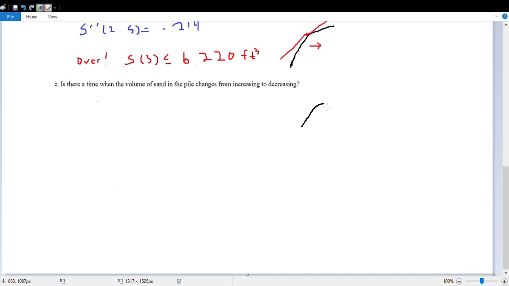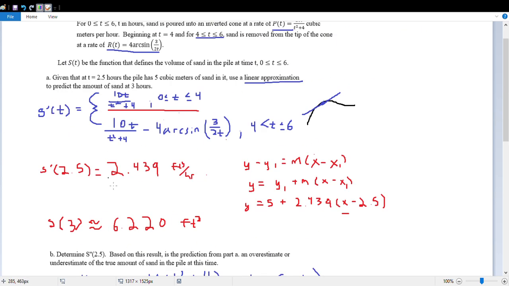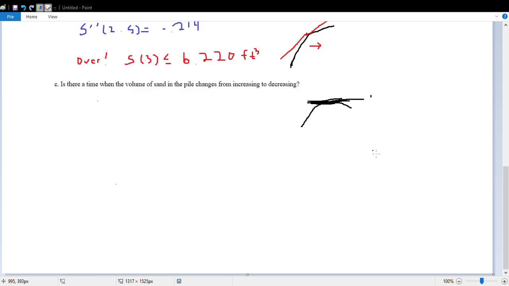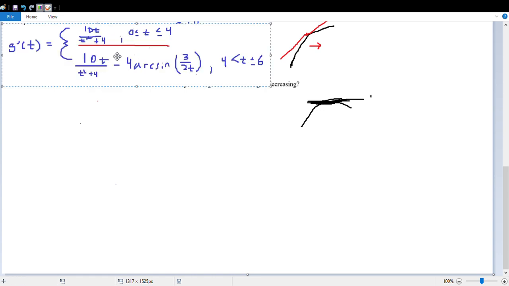But if it changes from increasing to decreasing, what that means is that we had a time when the rate of change of it was 0. So we're looking for a horizontal tangent line. Well, remember earlier we found the equation that we needed. We had that right here. And let's go ahead and use that equation again. So I'll just move it down here.